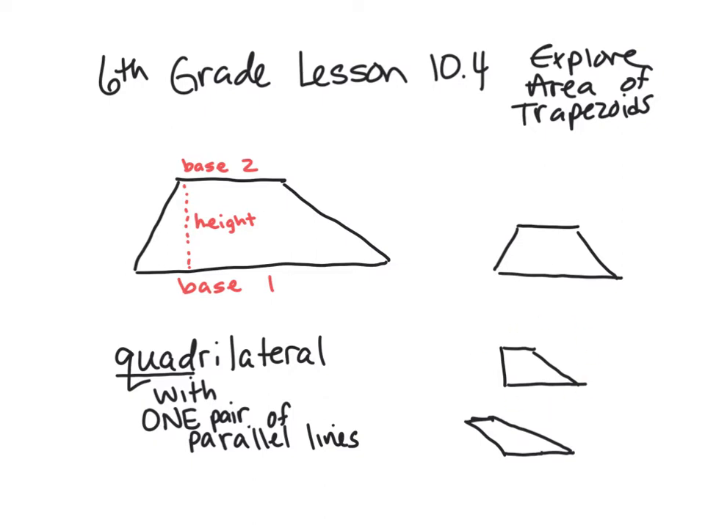Here we have a trapezoid. There's its pair of parallel lines. And here we have a trapezoid. Here is its parallel lines. These ones would intersect at some point.